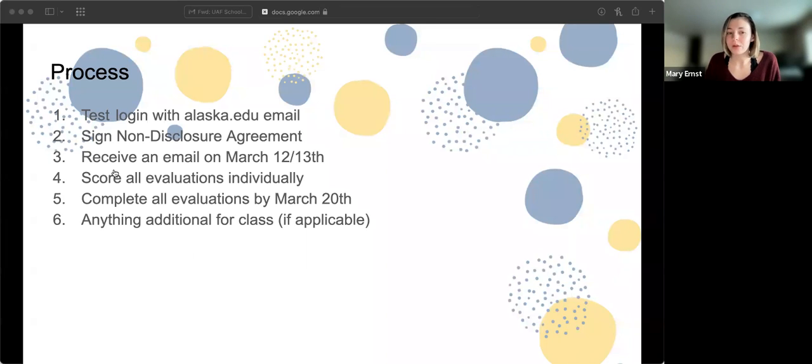Attached to that email will also be a non-disclosure agreement. This is for legal purposes and basically covers our bases that you have agreed to not share information about submissions. The next step is to wait.